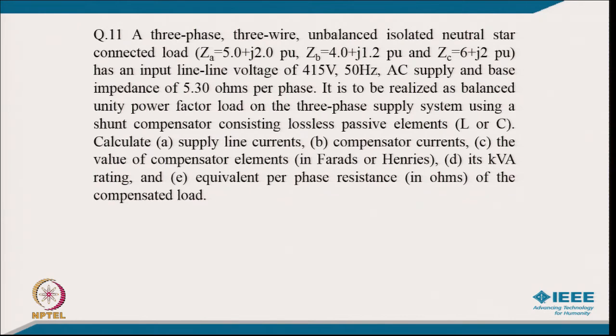Coming to another example, example number 11: a 3 phase 3 wire unbalanced isolated neutral star connected load with ZA equal to 5.0 plus j2 per unit, ZB 4.0 plus j1.2 per unit and ZC 6 plus j2 per unit, has an input line voltage of 415 volt, 50 hertz AC supply and a base impedance of 5.3 ohms per phase. It is to be realized as a balanced unity power factor load on the 3 phase supply system using a shunt compensator consisting of lossless elements. Calculate the supply line current, compensator current, value of compensator elements, its kVAR rating and the equivalent per phase resistance of the compensated load.